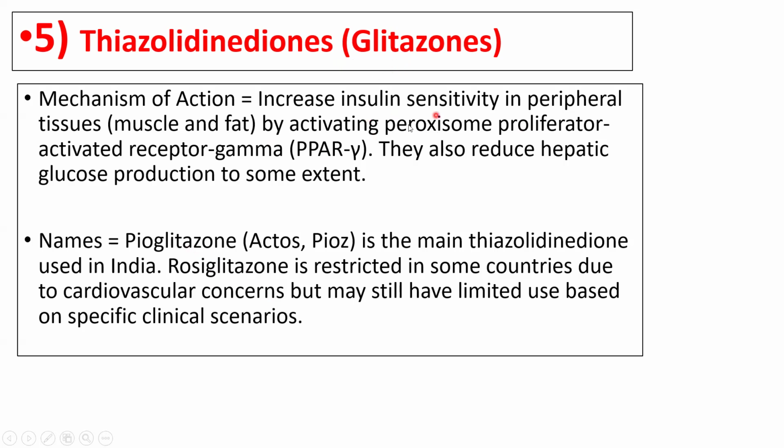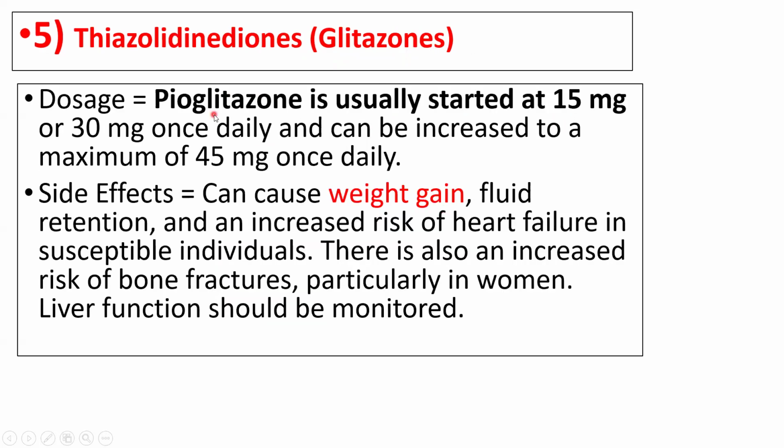They are increasing the sensitivity of the periphery, not on the pancreas. They are acting on the receptors. Now, pioglitazone is usually started 15 milligram to 30 milligram once in a day and can be increased to 45 milligram once daily. Please, please, please make the table immediately.